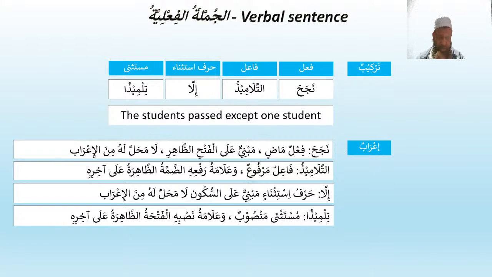نجح فعل ماض مبني على الفتح الظاهر لا محل له من الإعراب. التلاميذ فاعل مرفوع وعلامة رفع الضمة الظاهرة على آخره. إلا حرف استثناء مبني على السكون لا محل له من الإعراب. تلميذا مستثنى منصوب وعلامة نصب الفتحة الظاهرة على آخره.